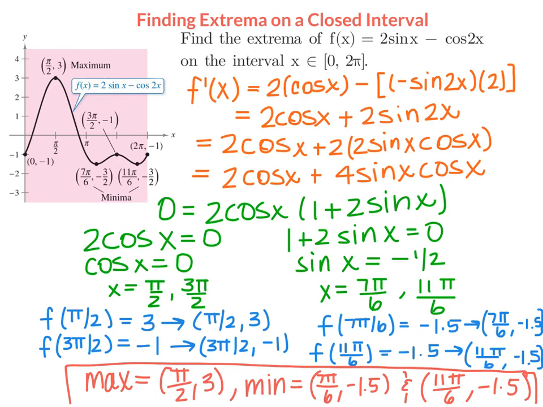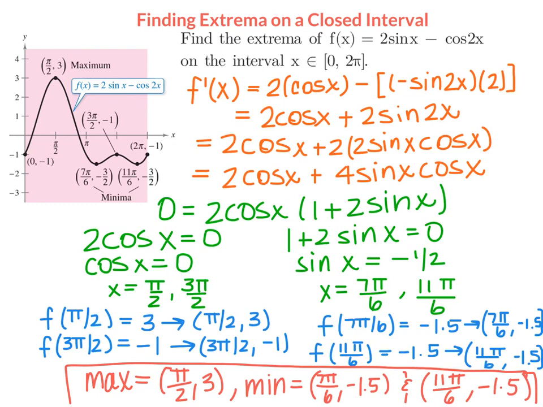And so I do that, I'm able to isolate 2 cos x equal to 0 and 1 plus 2 sine x equal to 0 and solve for cosine of x and sine of x. And using the unit circle, I find 4 values between 0 and 2 pi that satisfy this statement here. So that's pi over 2, 3 pi over 2 for cosine, and 7 pi over 6 and 11 pi over 6 for sine.